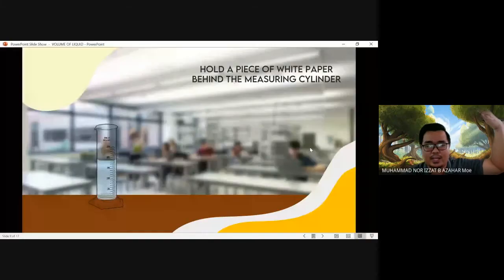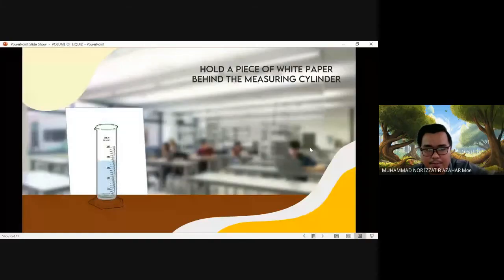No, it's hard. So what we need to do is we put behind it a piece of white paper, so that the water level in the measuring cylinder will contrast with the background. It helps us to see the water level better. Okay, understand? Navi, okay?